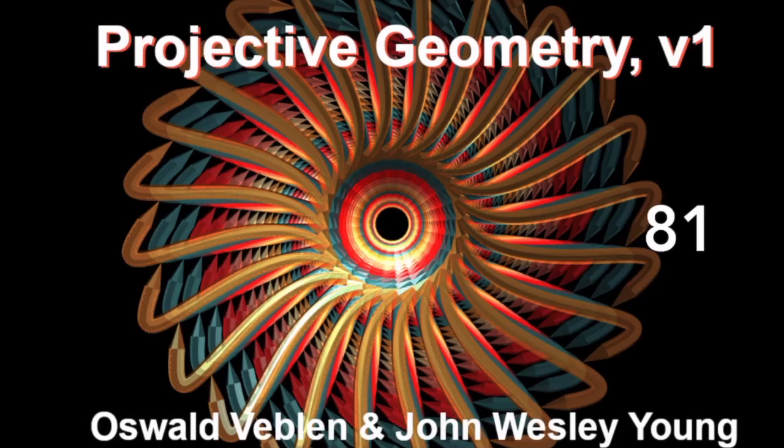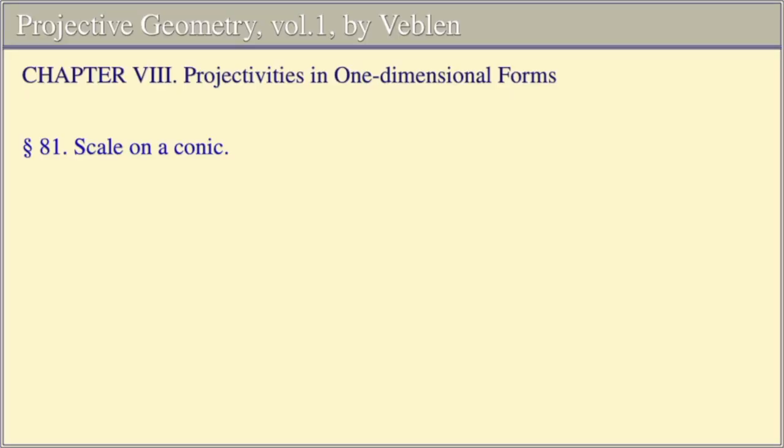Projective Geometry, Volume 1, by Oswald Veblen and John Wesley Young. Chapter 8, Projectivities in One-Dimensional Forms. Section 81, Scale on a Conic.